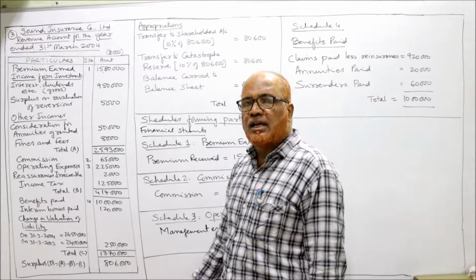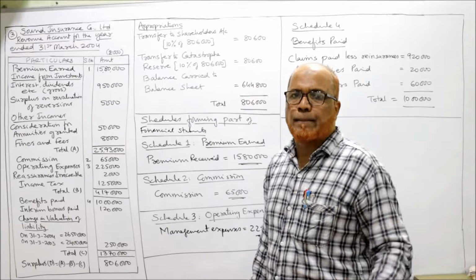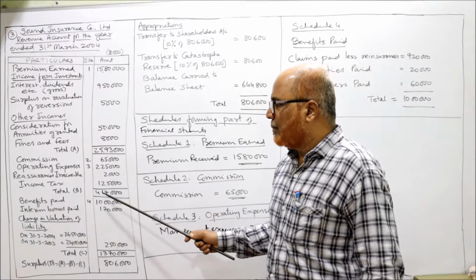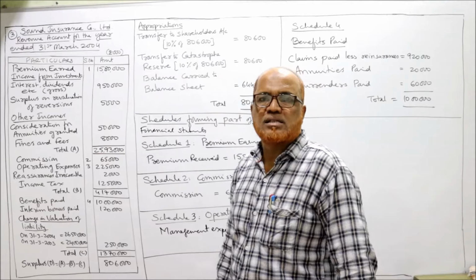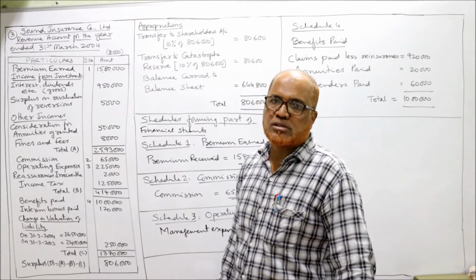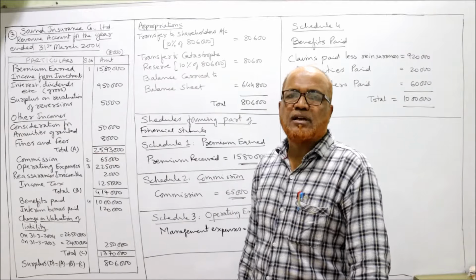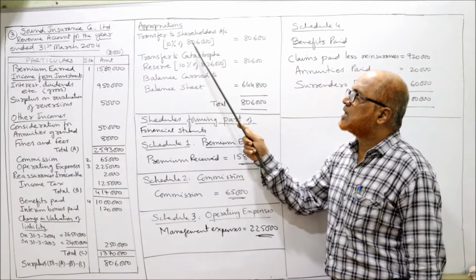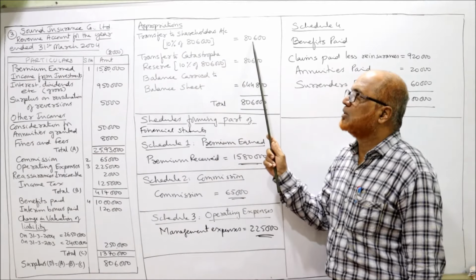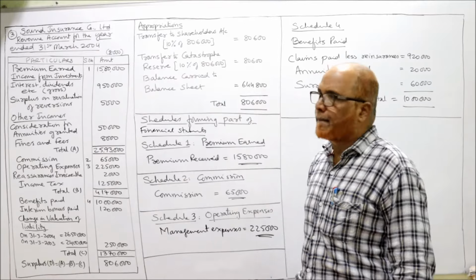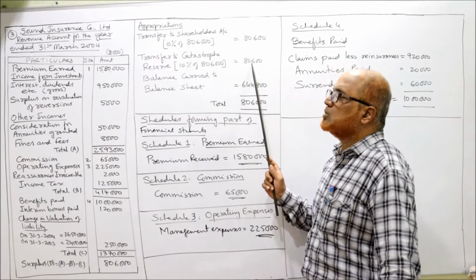Now surplus D is equal to A minus B minus C. A is how much? 25 lakh 93,000 minus 4 lakh 17,000 minus 13 lakh 70,000. You'll get 8 lakh 6,000 as the surplus. Now the new point given in the problem is appropriations. 10% it is asking you to transfer to shareholders account. 10% of 8 lakh 6,000, 80,600. It is asking you to transfer 10% to catastrophe reserve. So 10% of 8 lakh 6,000, 80,600.